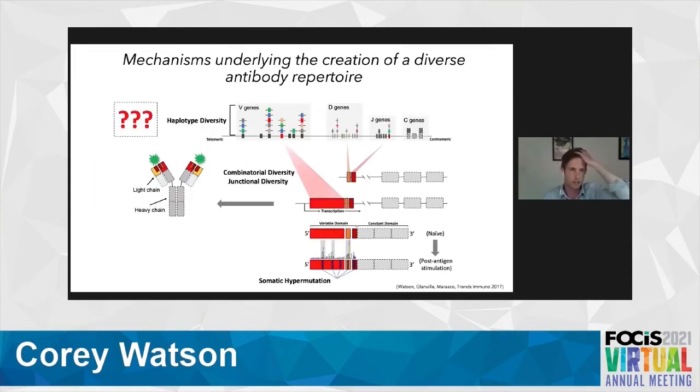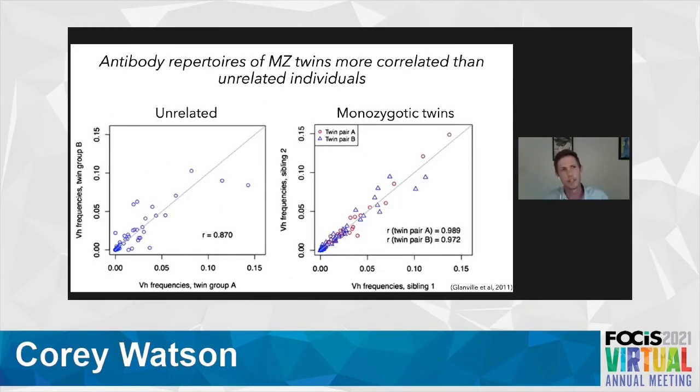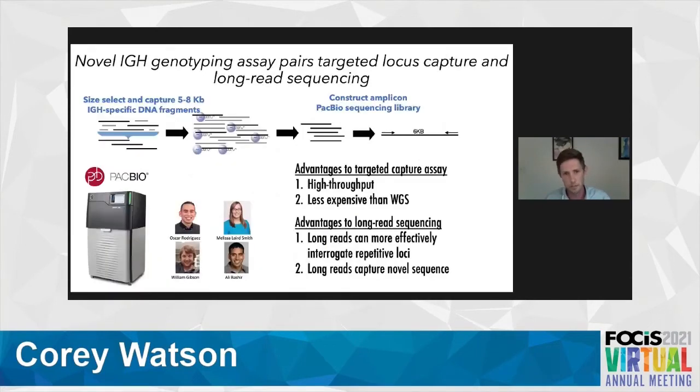A lot of what we're doing right now is centered around how haplotype diversity feeds into the mechanisms that drive variation in VDJ recombination. There's precedent for this, because when you look at repertoires of monozygotic twins compared to unrelated individuals, with certain features of the repertoire, in particular gene usage variation, monozygotic twins look more similar than unrelated individuals. And as I said, we developed high throughput approaches that leverage PacBio long read sequencing to try to overcome some of the shortcomings of short read data.